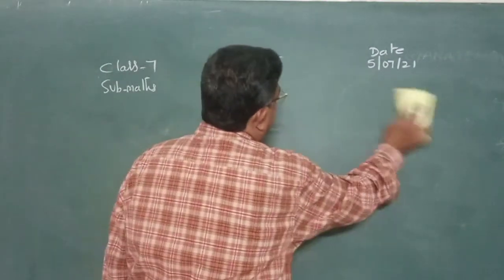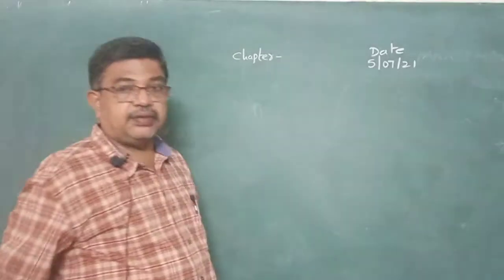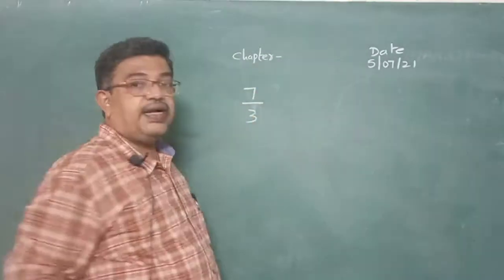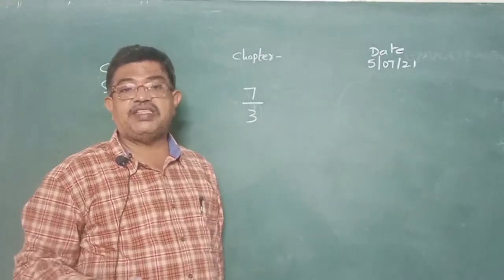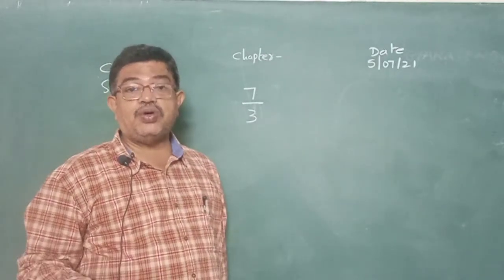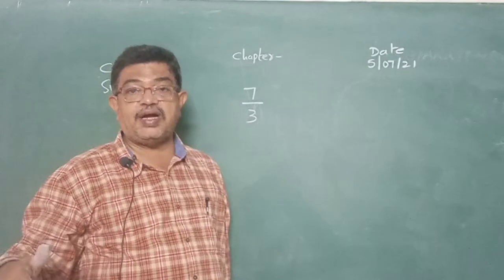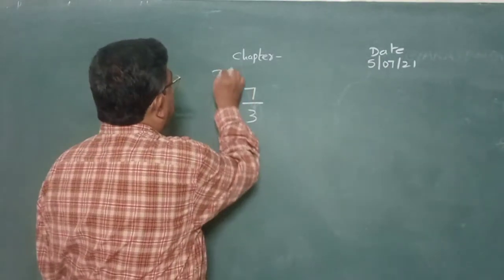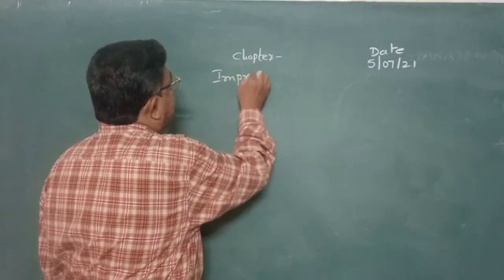Next we are going to understand improper fractions. I am going to write a new fraction, 7 by 3. Here the condition is opposite to 3 by 7. Here the numerator is more and the denominator is small. 7 by 3, this we call an improper fraction.